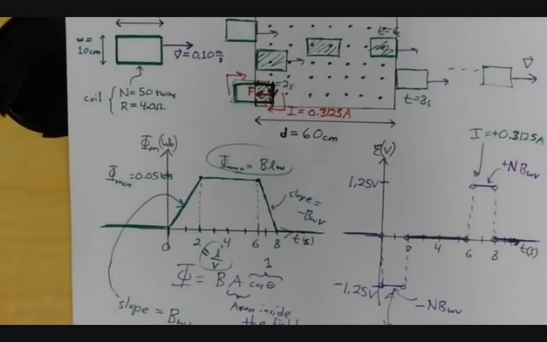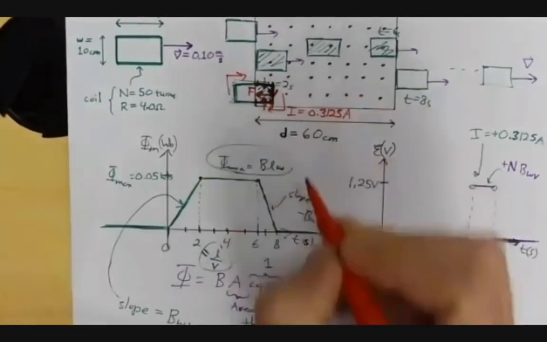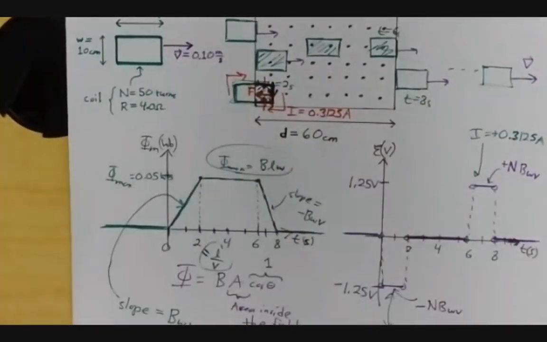The top edge has current flowing to the right. It's in a magnetic field that points outward, so I think that's a downward force. So this part feels a downward force, and this part feels an upward force. Is there a net force on the loop due to the magnetic field? There is, and the net force points that way as it moves that way.